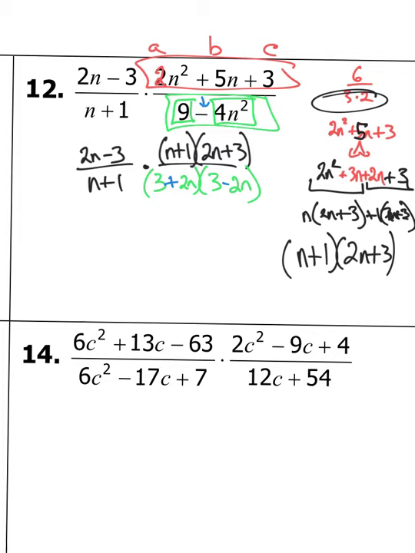Now that everything's factored, I can go ahead and start canceling some stuff out. n plus 1 and n plus 1. 2n plus 3 and 3n plus 2. Because, yes, they're not opposite, they are different. So it's 2n plus 3 and then it's 3 plus 2n. But hopefully at this point, you guys remember that with addition, it's commutative, which means the order does not matter. And then our last thing is crossing out the 3 minus 2n and the 2n minus 3.